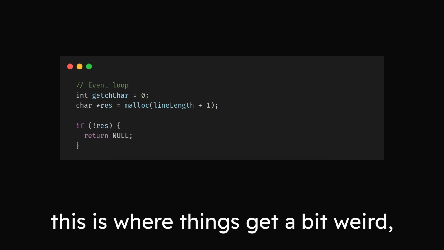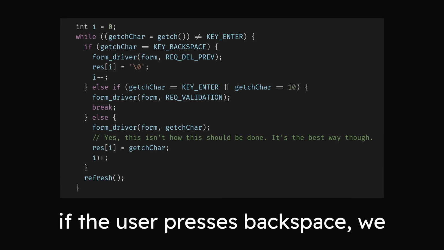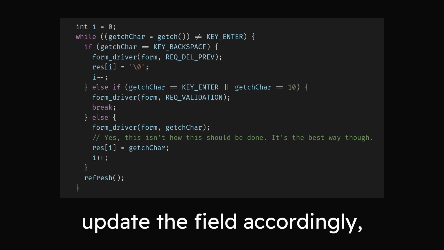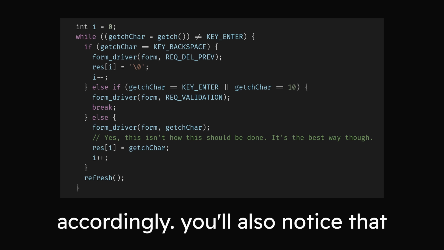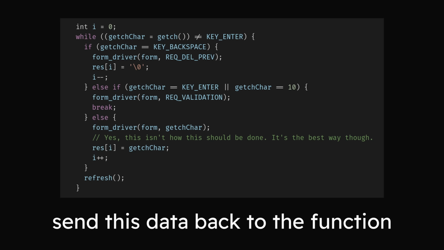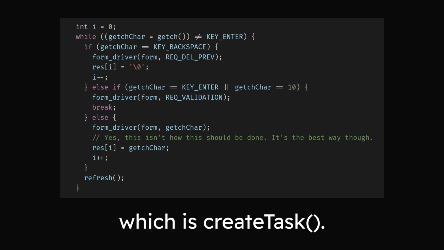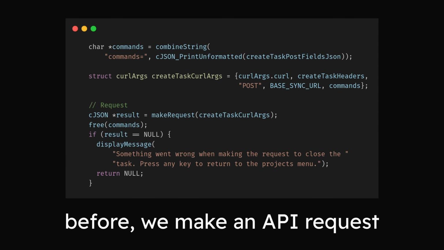This is where things get a bit weird, and to be completely frank, I don't think this is the intended way of doing things. If the user presses backspace, we update the field accordingly, and if the user presses a key other than enter, we again update the field accordingly. You'll also notice that we maintain our own string of data. Once the user presses enter, we send this data back to the function it was originally called from, which is create task. Then, as we've done about 16 times before, we make an API request and create this task.